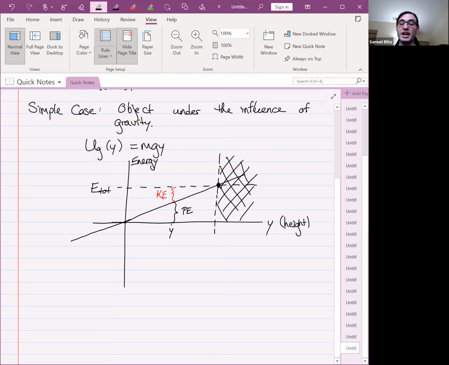So at this point, which we call maybe y max, this is the maximum height that the object can have. Does Ke represent the... no, Ke is the kinetic energy.